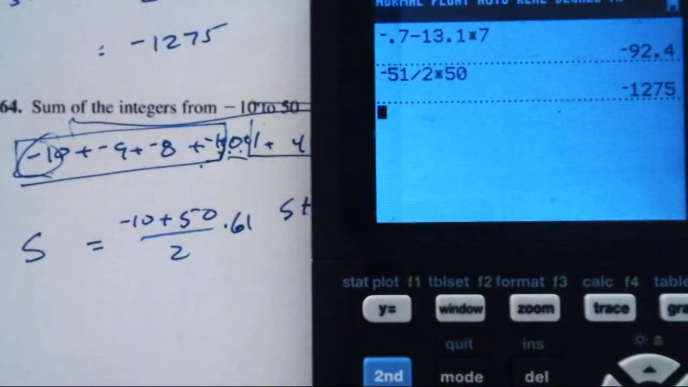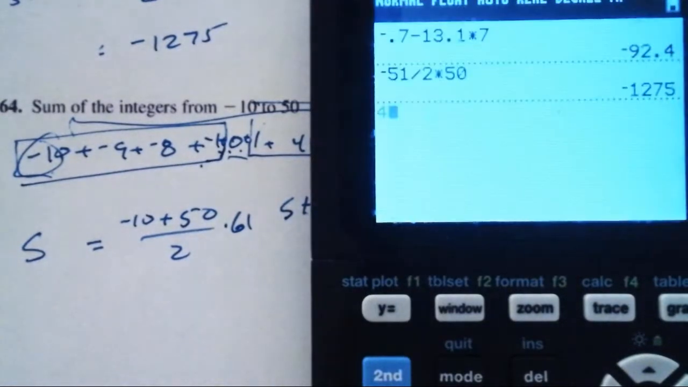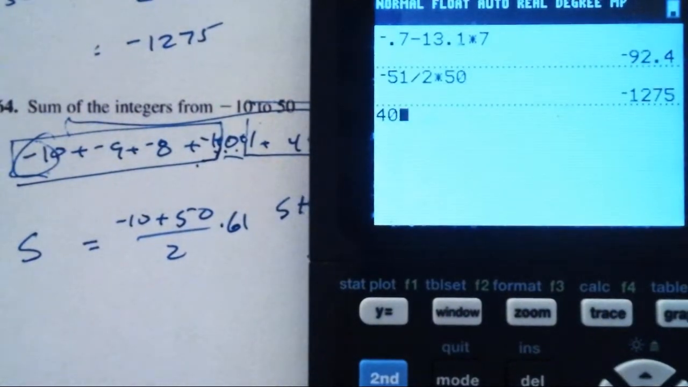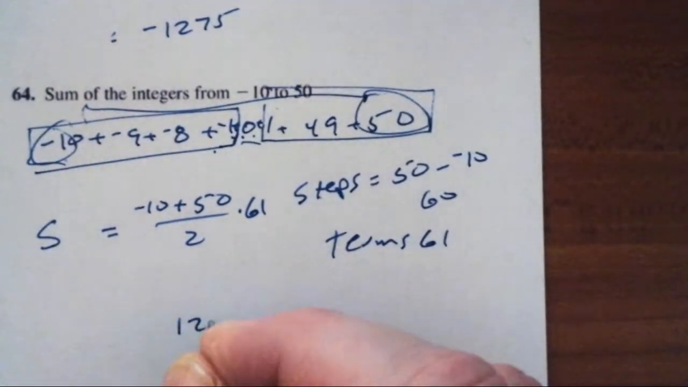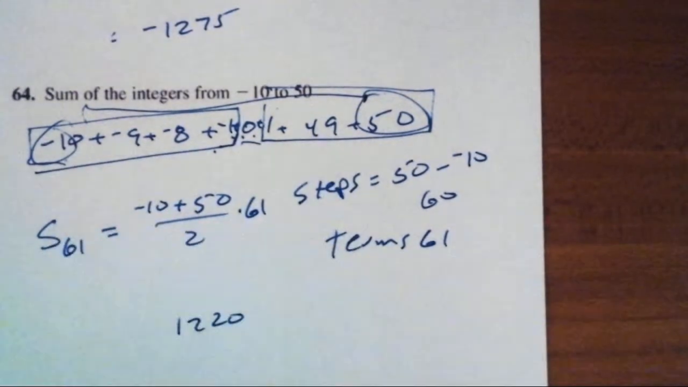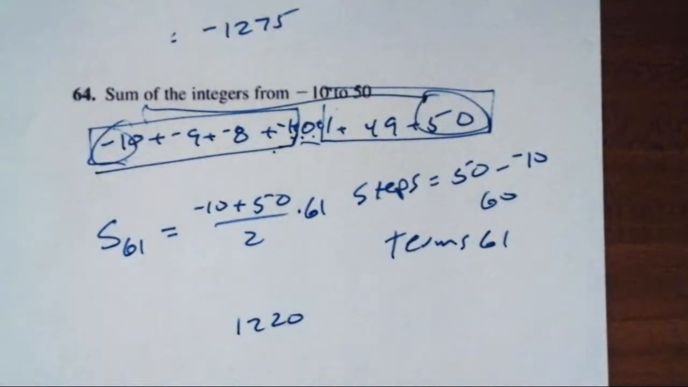So let's see, what do we have? Negative 10 plus 50 is 40, divided by 2, times 61. Could have done that one in my head. 1220. And it's the sum of the first 61 terms. We got to be careful with that.